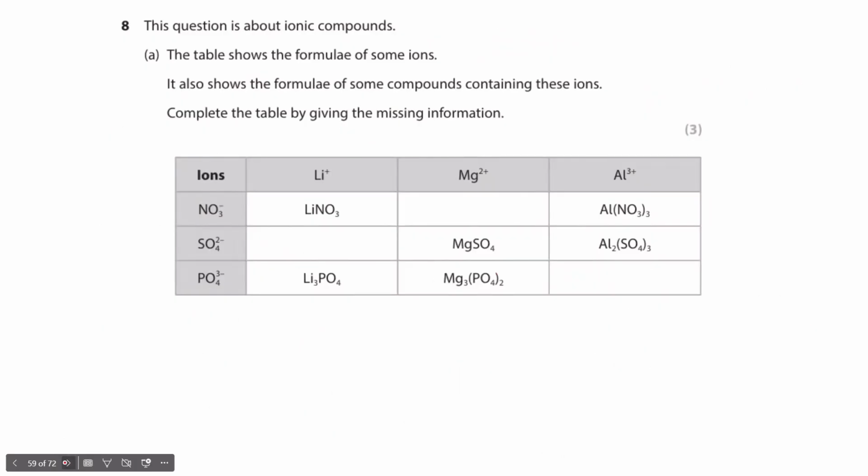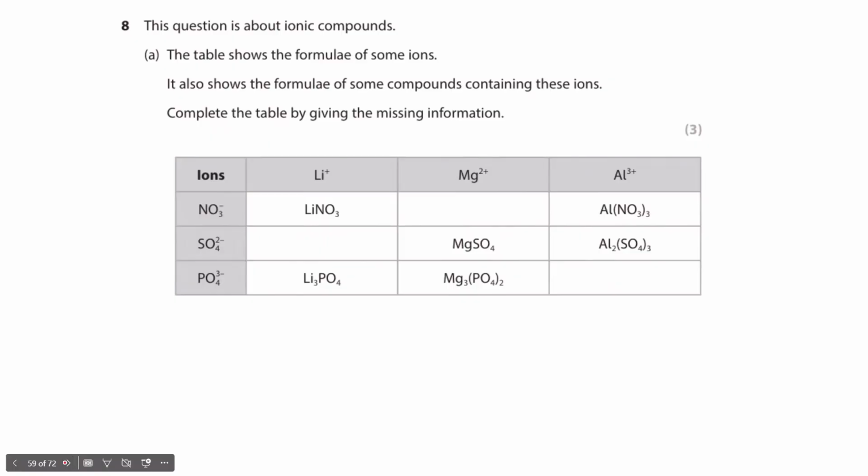This question is about ionic compounds. So we finished that calculation. Now let's move on to this one. The table shows the formula of some ions. It also shows the formula of the compound containing these ions. Complete the table by giving the missing information.